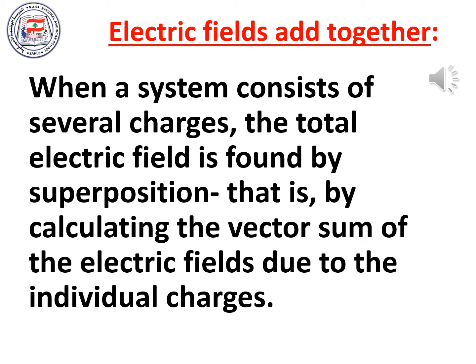So, in the previous session, we discussed how we can find the electric field of a single charge. Now, if we have a system that consists of several charges, we can find the total electric field due to these charges at a certain location by superposition. So, we calculate the vector sum of the electric fields due to the individual charges. So, we add the individual electric fields. This is very similar to what we did when we needed to combine the electrostatic force between several charges.